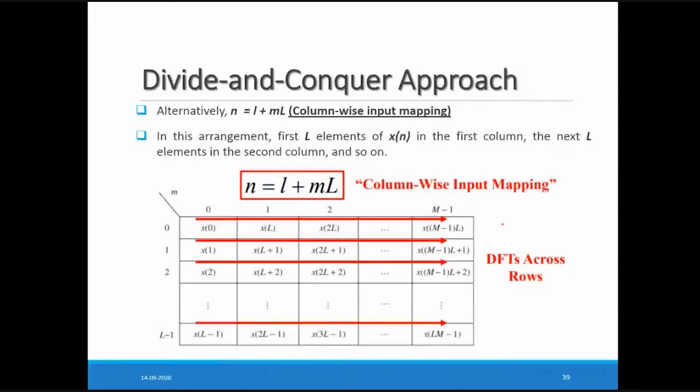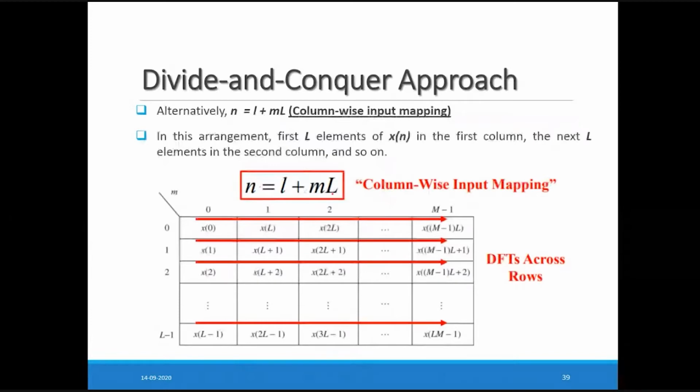Alternatively, we can go for the column wise input mapping. In this arrangement, the first L elements of x of n are in the first column, the next L elements in the second column, and so on. So here what we are doing is that the sequence is divided into M number of columns. So n is equal to l plus Ml.